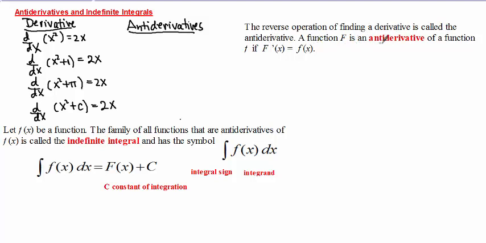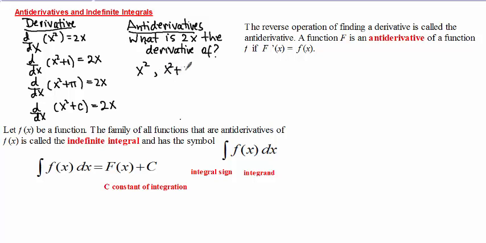A function F is the antiderivative of the small f if its derivative equals f. In other words, given some expression, we want to find what it could be the derivative of. In my case, what is 2x the derivative of? I would say the derivative of x squared is equal to 2x, so it's fine.